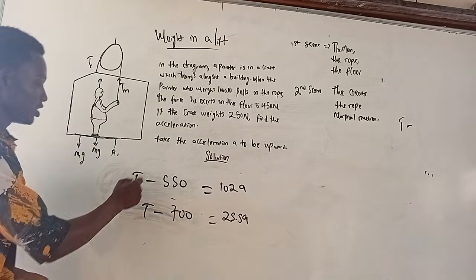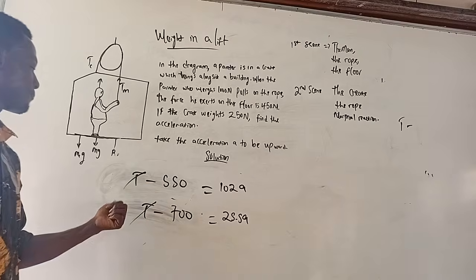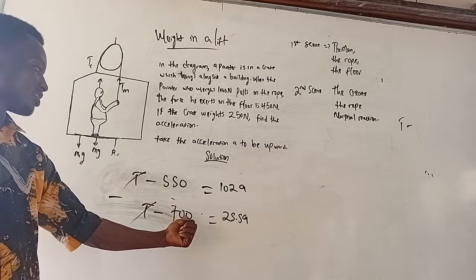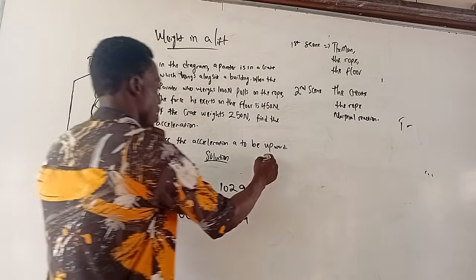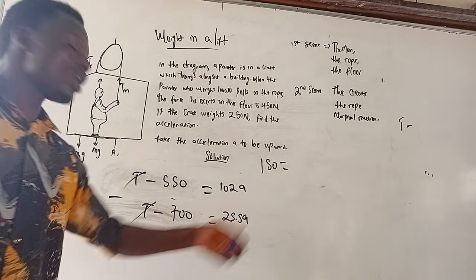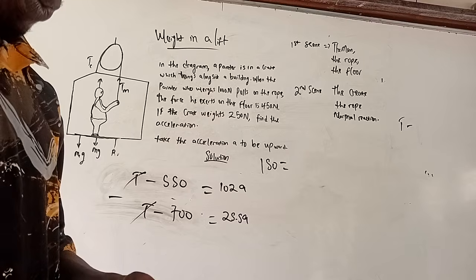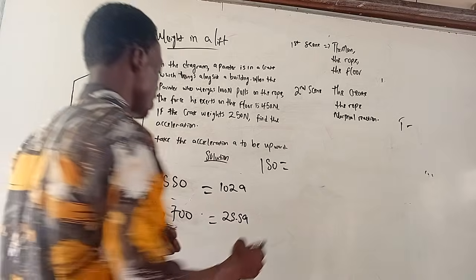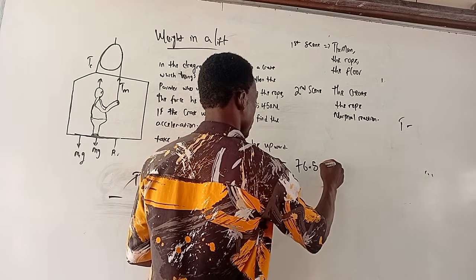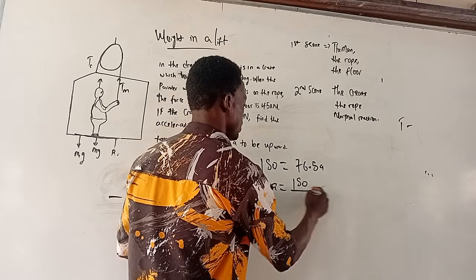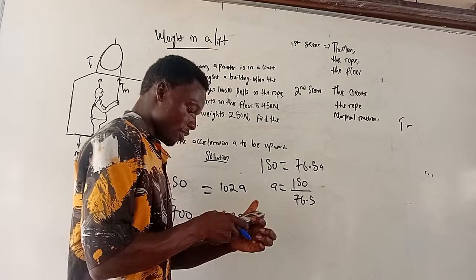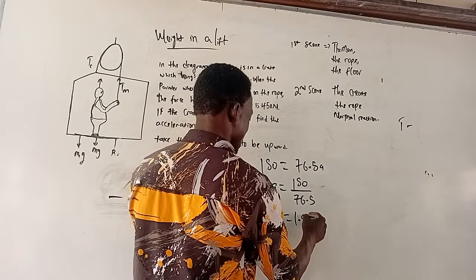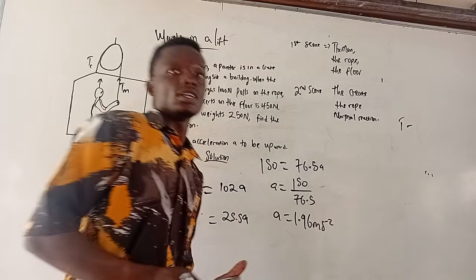So here now let's subtract. This will cancel. This will be minus 550 minus 700. If you subtract, T minus T goes. Minus 550 minus 700 will be plus 150. So we have 150 equals 102a minus 25.5a. That gives us 76.5, so here we have 76.5a. So a will give us 150 divided by 76.5. Yeah, so this is the correct answer. Our a is 1.96 meter per second square.